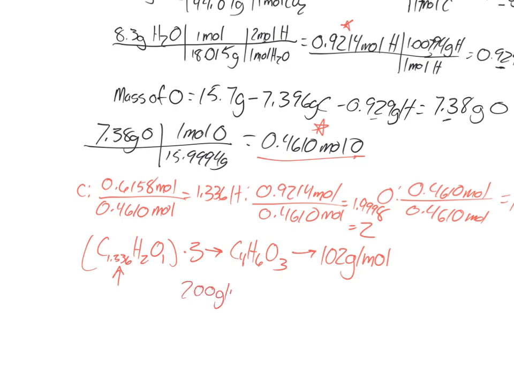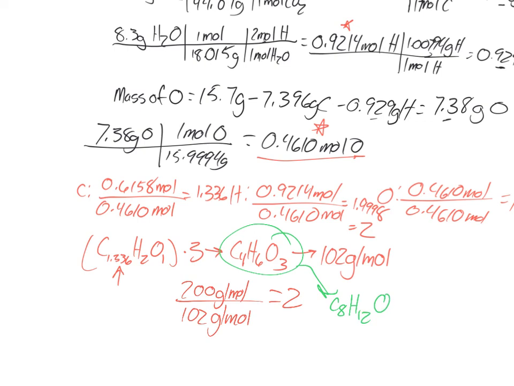200 grams per mole divided by 102 grams per mole is equal to 2. So I take my empirical formula, this guy here, multiplied by 2. And so for a final answer, I end up getting C8H12O6. So my empirical formula times my n value gives me my molecular formula. A lot of work, but I love these problems. You'll probably see one again, maybe on an exam or on the final.